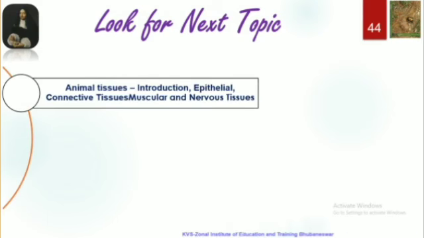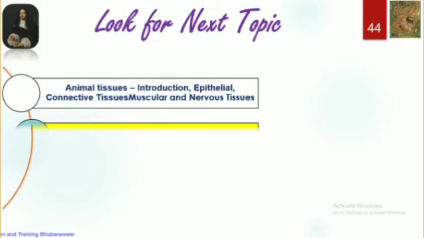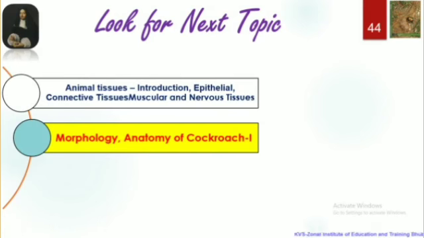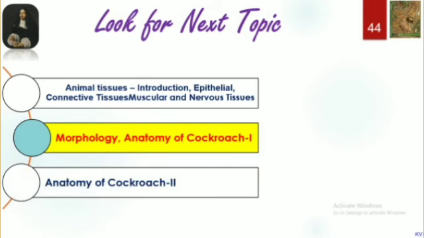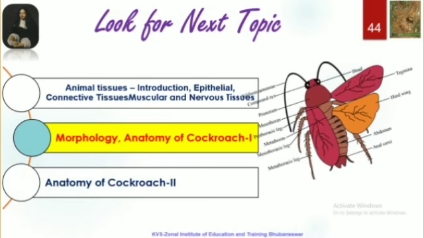So we have read about animal tissues and their types. In the coming lecture, we'll be talking about the morphology and anatomy of the cockroach, Periplaneta americana. Cockroach is a very commonly found animal. It's an arthropod and it's very successful. I tell you, its construction is such that it can tolerate an atomic explosion as well. Hence, a very interesting lecture is coming up.